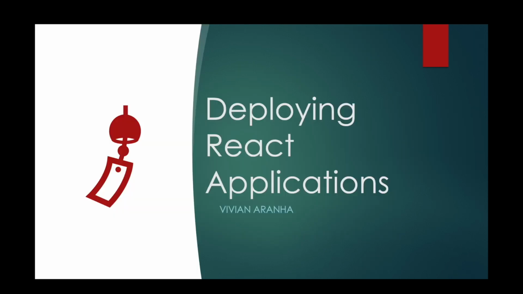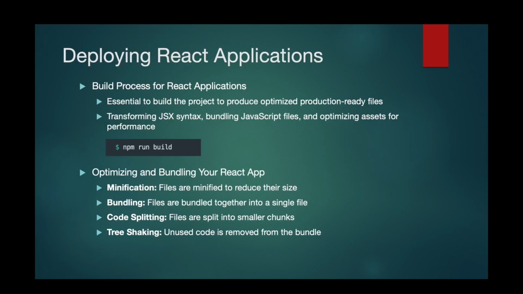Deploying React applications. The build process for React applications before we deploy. Before deploying a React application, it's essential to build the project to produce optimized production-ready files. This involves transforming JSX syntax, building JavaScript files, and optimizing assets for performance. To build a React application, you can use the npm run build command, which is provided by Create React App (CRA) and other React project templates. This command creates a build directory containing all the optimized production files. So all you have to do is run this npm run build command.